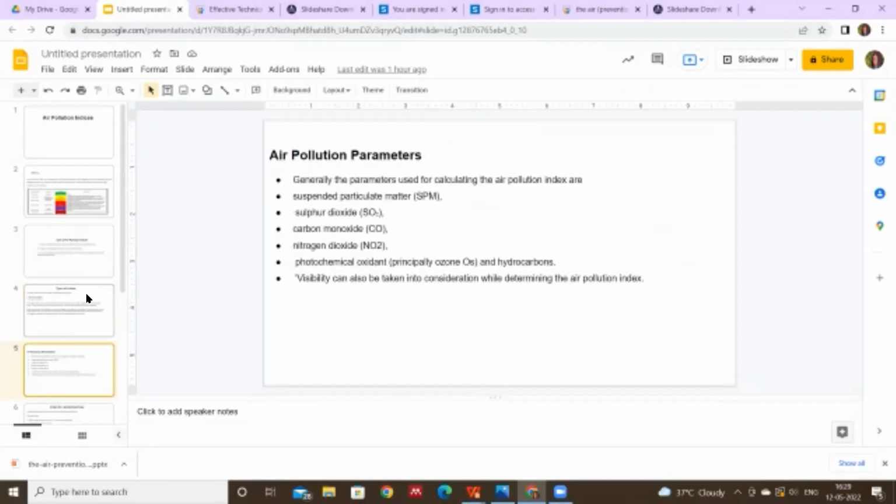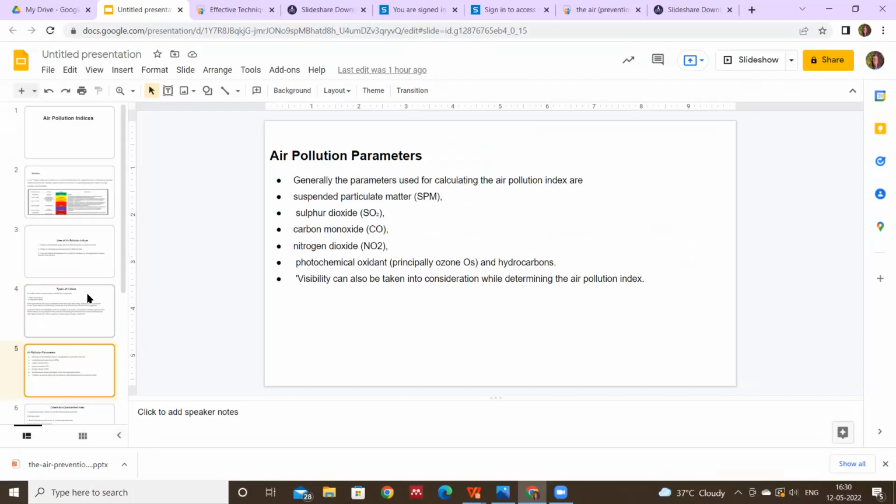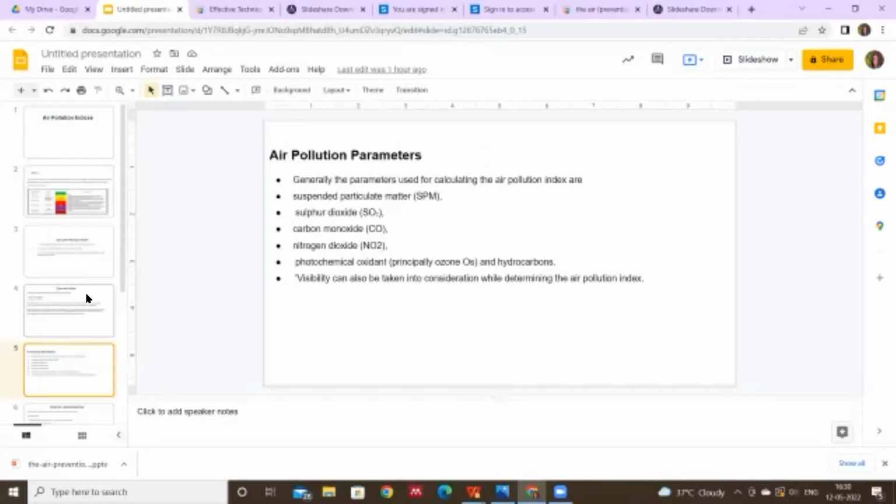ते जनरल एअर पोल्युशन इंडायसेस कोणासाठी असतात, मेनली कोणासाठी फोकस केले असतात, these are the parameters: suspended particulates matter, that is SPM, sulfur dioxide, carbon monoxide, nitrogen dioxide, photochemical oxidants, ozone, and hydrocarbons. Visibility can also be taken into consideration while determining the air pollution index. So air pollution index basically are formed for focusing these particular air pollutant. Okay, and these are the major air pollutant. Major air pollutant papers मध्ये जर विचारलं तर हे आलेच पाहिजे तुमचे नाव. ठीक आहे.